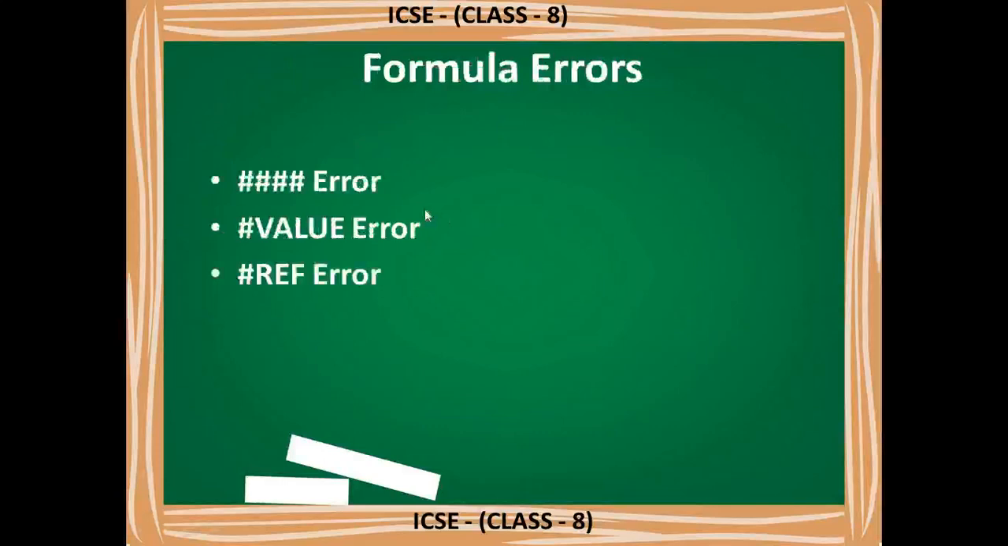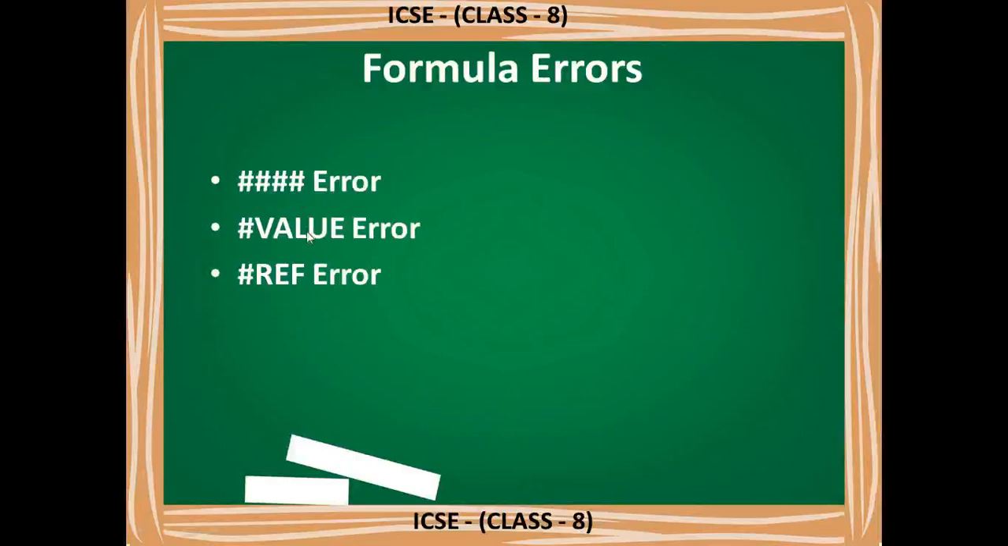Whenever you write formulas in Microsoft Excel, you are going to get these three types of errors. One is hash error, second one is value error, and third one is reference error. The hash error occurs if the column is not having enough space to accommodate the value. So hash error will be displayed if your column width is not enough to display that content. In the place of content, hash will be displayed.